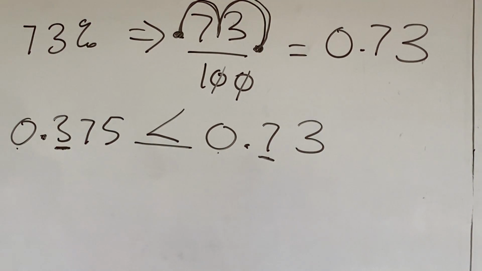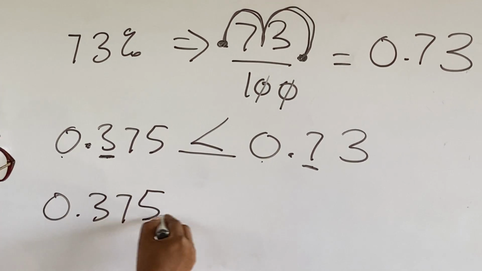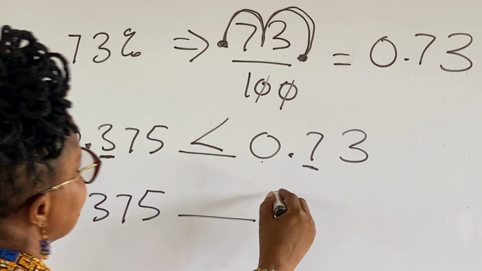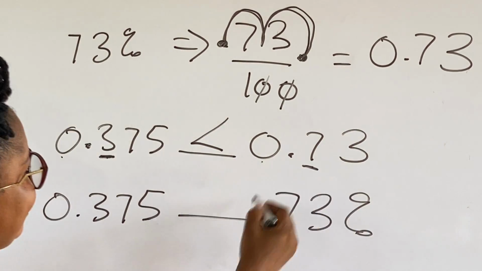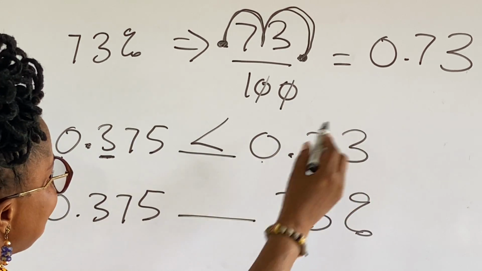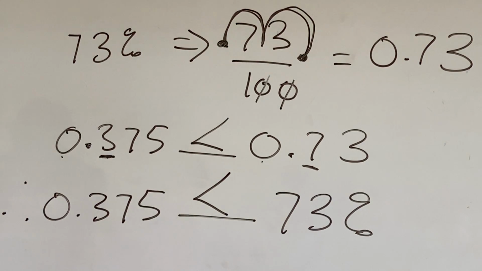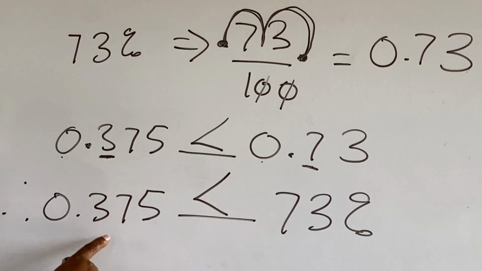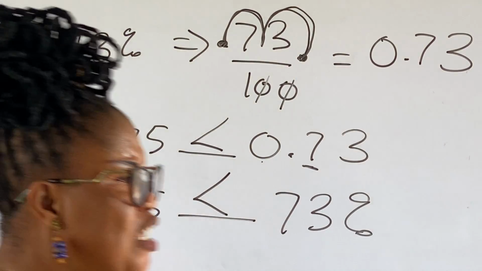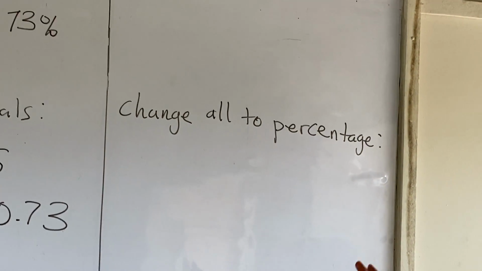And the question given is not this. The question given was 0.375 and 73%. And because 73% is the same as 0.73, we'll put in the symbol as such. So therefore, 73% is greater than 0.375. Let's look at the other way of working it. Where we changed all to decimals, in the other way we are going to change all to percentage.